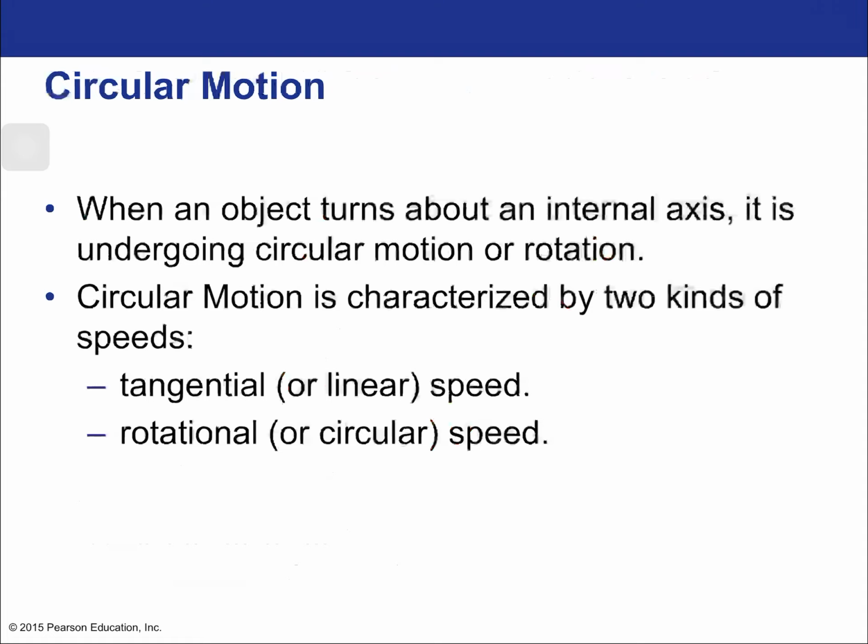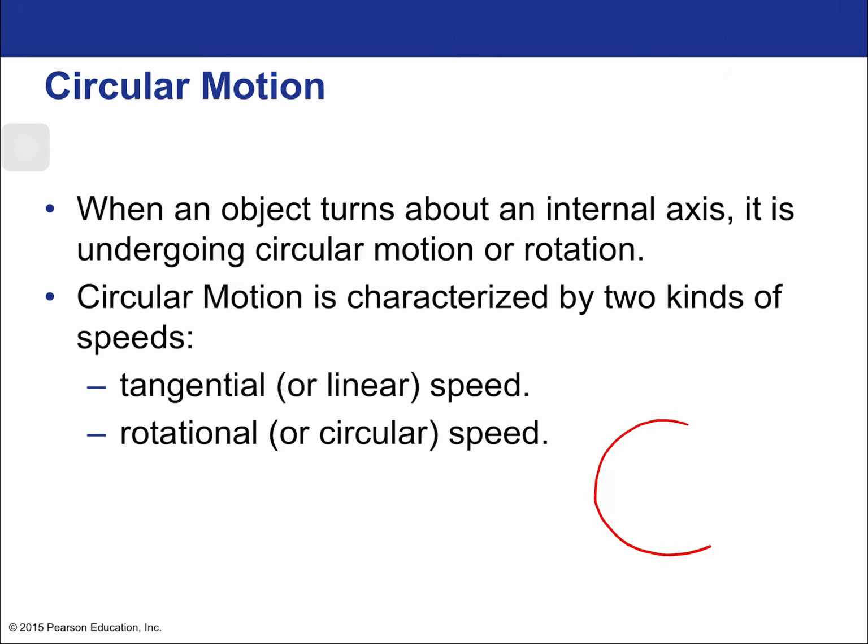Okay, so circular motion. When an object turns around an internal axis, like an axle, it is undergoing circular motion or rotation, like a Ferris wheel, or a merry-go-round, or a wheel on a car. Circular motion is characterized by two kinds of speed: tangential, which is linear speed, and rotational or circular speed. Okay? So there's two types of speed. They have different units, they're different quantities.